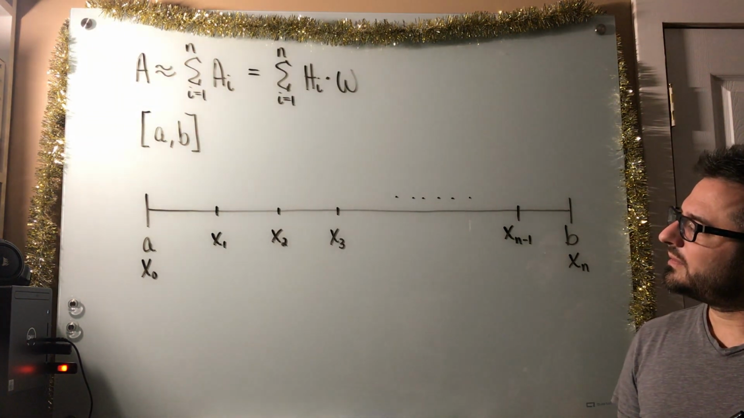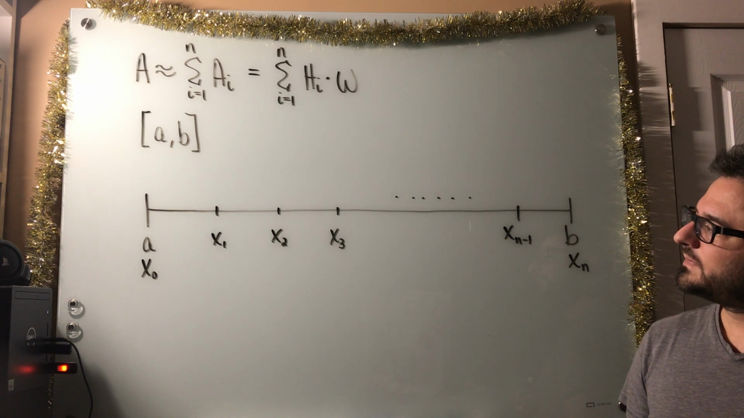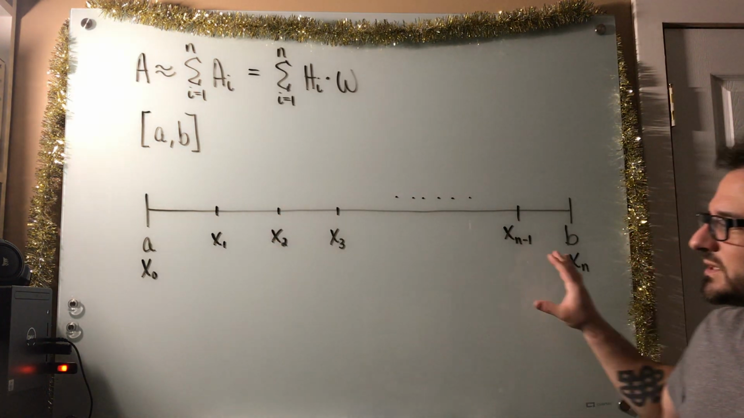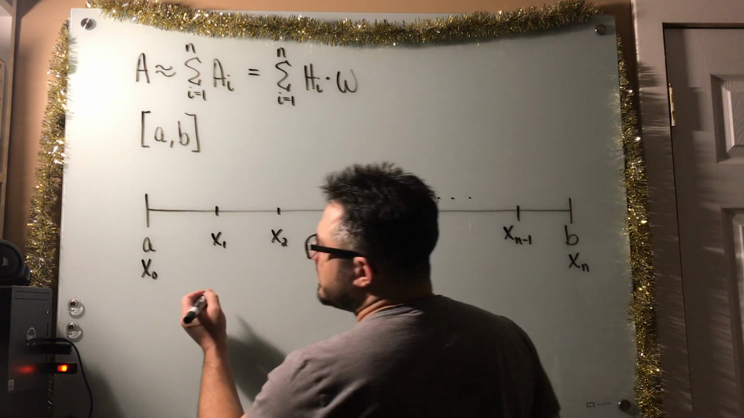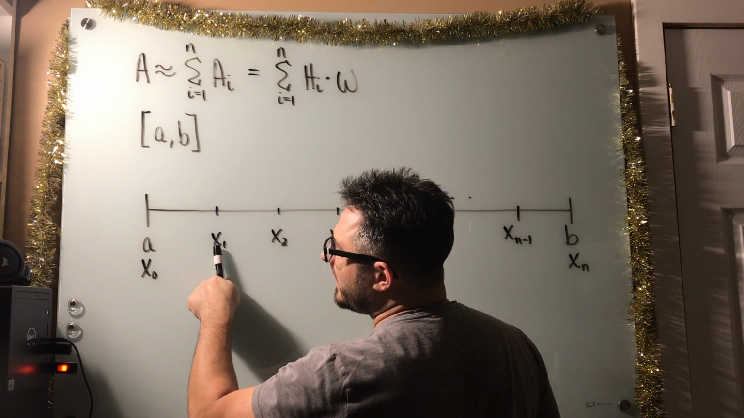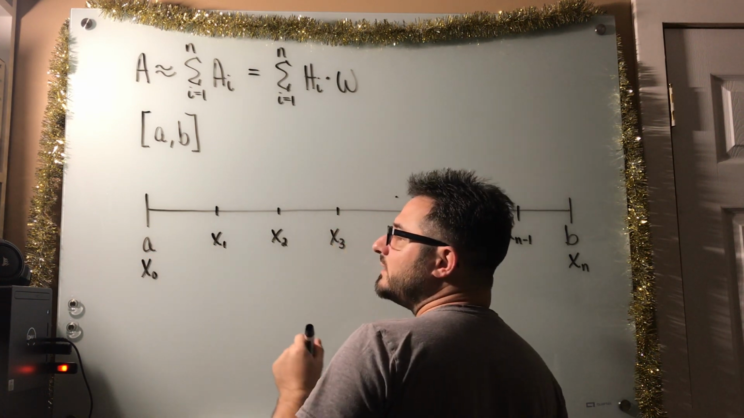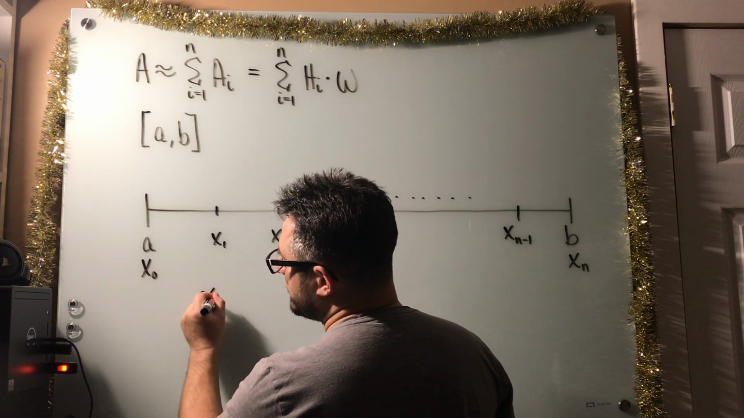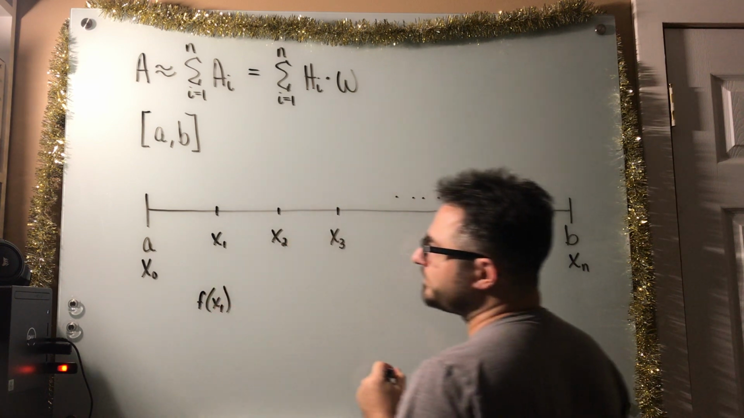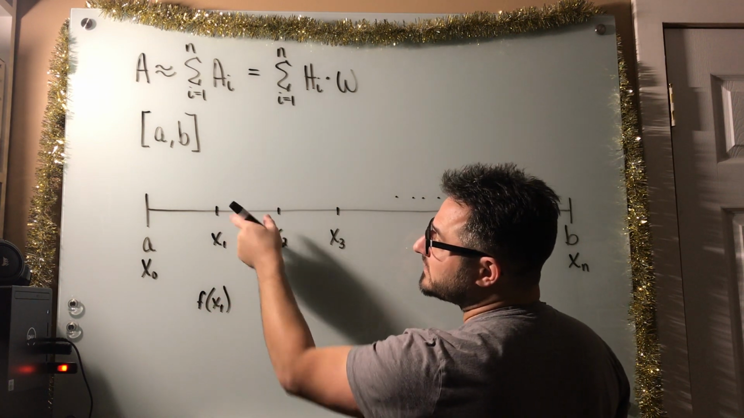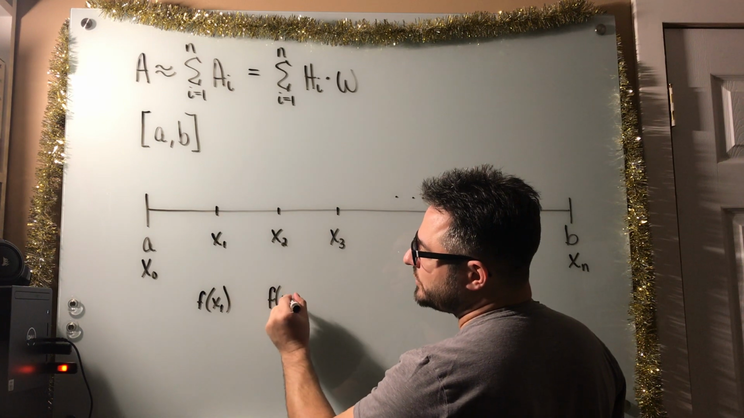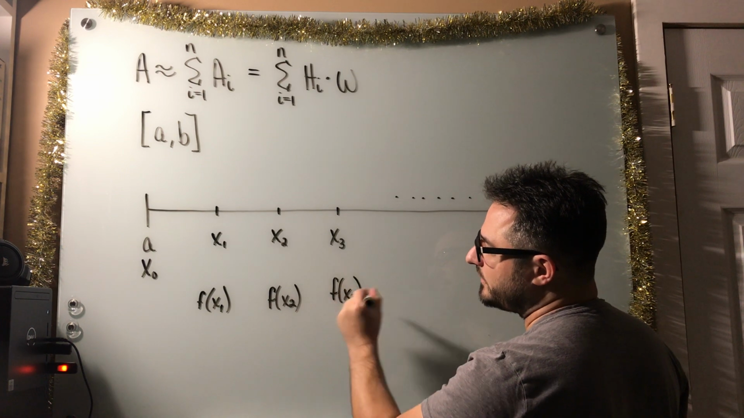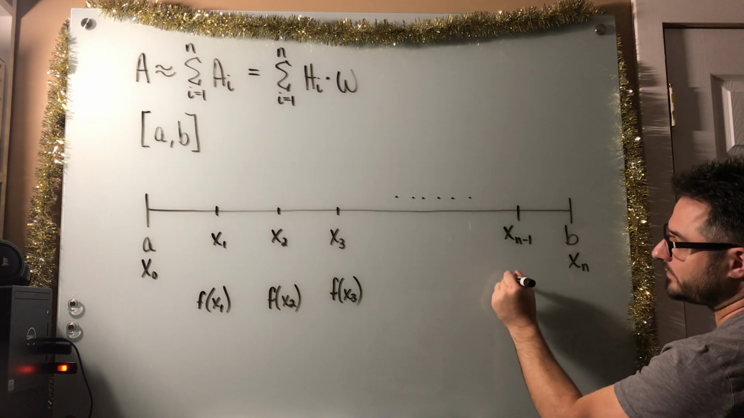Now, the idea is then that if we set up our subintervals in such a way, then the output value at the right endpoint of the first subinterval would be f of x sub 1. On the second subinterval, f of x sub 2. On the third interval, f of x sub 3, and so on down the line.